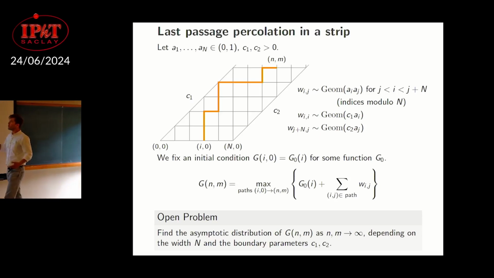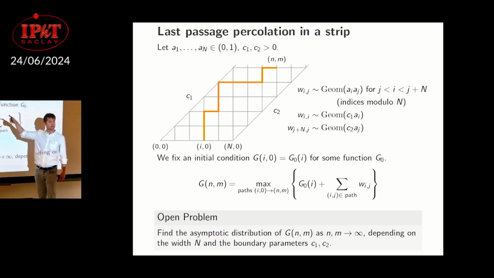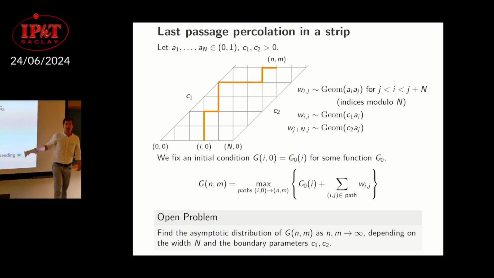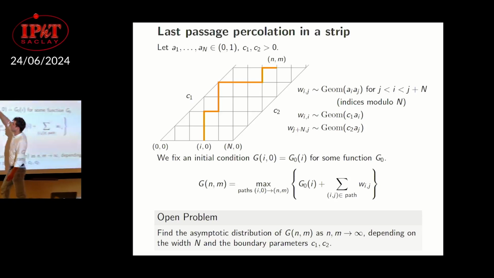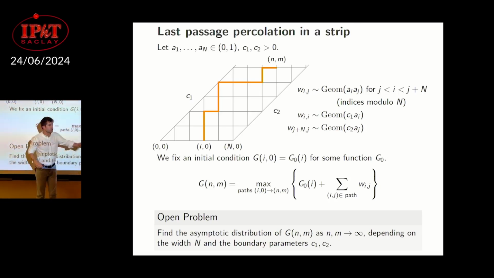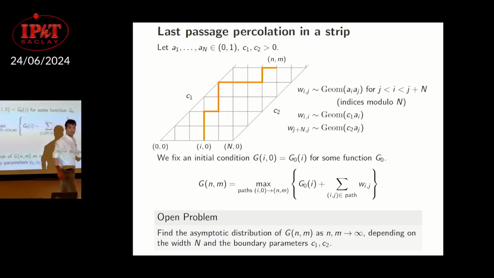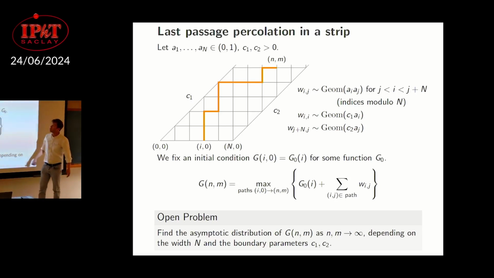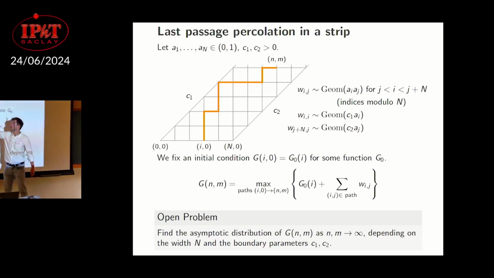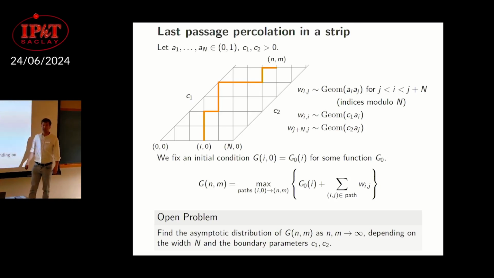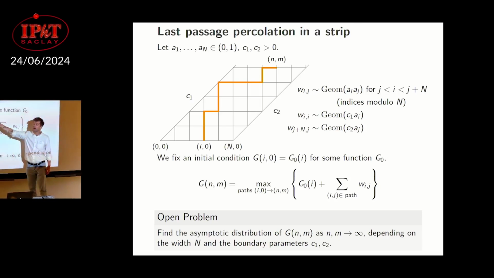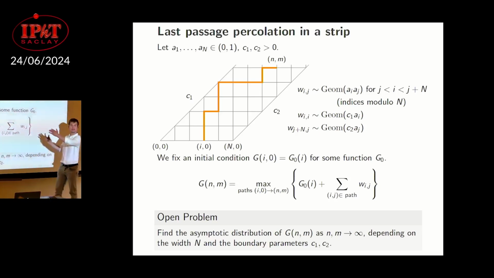Before, I was defining last passage times as a maximum over paths between (1,1) and (n,m). Here I will adopt a slightly more general definition where I take some initial condition. I will assume that on this first row, I can just fix what my passage time is. So I take some function g_0 and I impose that G_{i,0} is this g_0, and then I define the passage time G_{n,m} as above, still a maximum over paths from (i,0) to (n,m), the same kind of paths that stay in the strip.